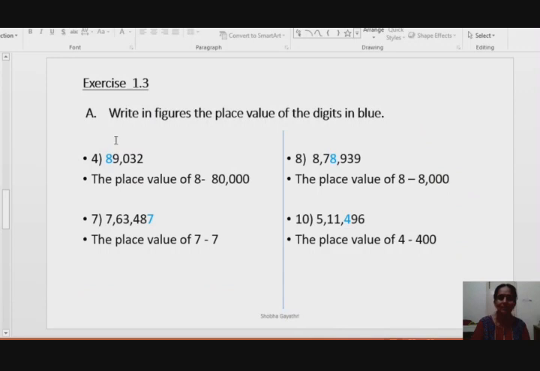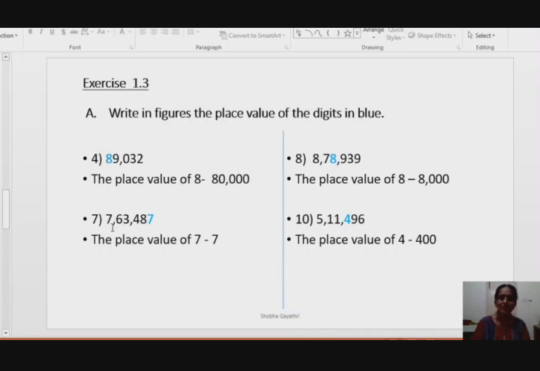You are clear in your place values, right? So we will take some sums from exercise 1-3. Write in figures the place value of the digits in blue. Here which digit is in blue? Here the digit 8 is in blue color. Where is its place? Its place is the 10,000's place. The place value of 8 is 80,000.